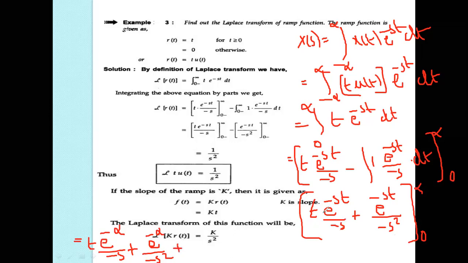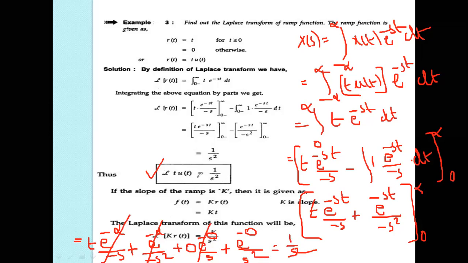Now the t is zero: 0 into e power minus 0 by s. And here also the minus is there. For the lower limit, minus times minus will give plus e power minus 0 by s square. So e power minus infinity is 0, and 0 into anything is 0, and e power 0 is 1, so 1 by s square.